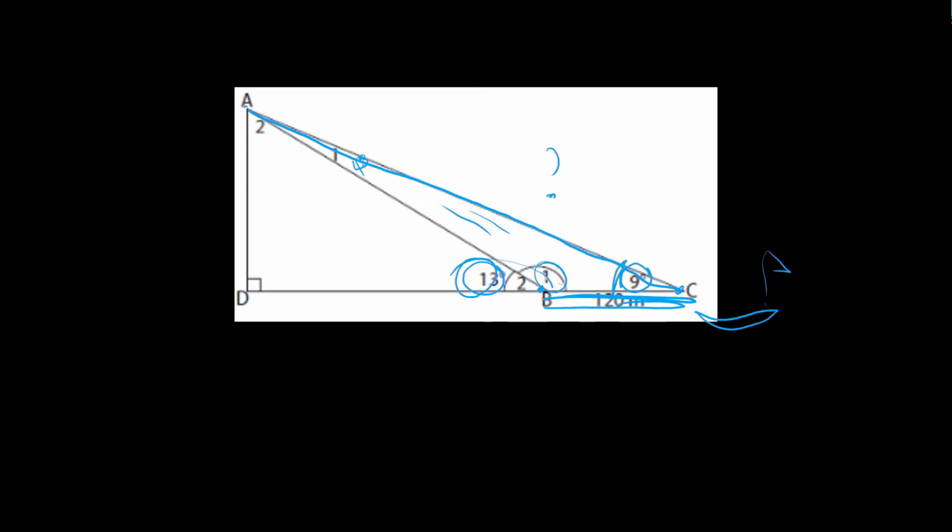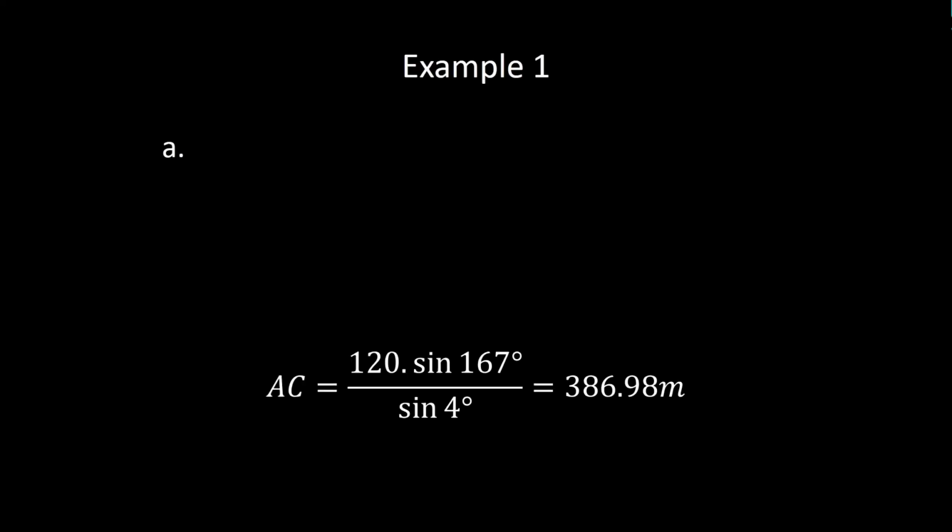We've got plenty of other angles. In fact, we know all the angles in triangle ABC. So I've got more than 2 angles and a side in triangle ABC. That tells me I'm going to be using the sine rule. Okay, so how do we use the sine rule? Let's set that up quickly.